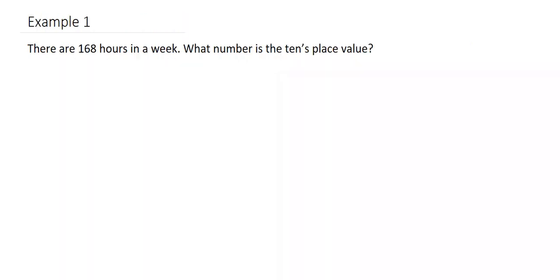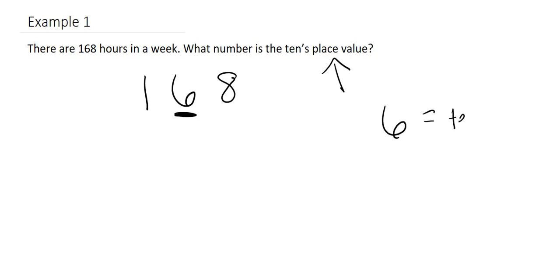Example 1. There are 168 hours in a week. What number is in the tens place value? Let's rewrite this number, 168. This 8 is in our 1 spot. We move to the left and get to our 10 spot. So it's our 6 that's in the tens place value. We would say 6 is in the tens place value, or we could just type in the number 6.